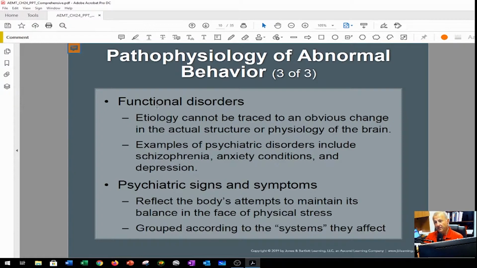so we can take some other signs, and then we can start pointing to something. We'll talk more about that here in just a few minutes. But yeah, so we can't define it. Something's gone wrong, but the root cause, we don't know. All right, and some of these disorders that look like this are schizophrenia, anxiety conditions, and depression.